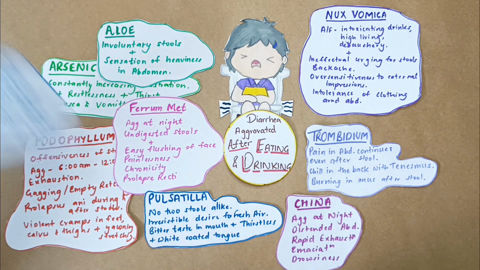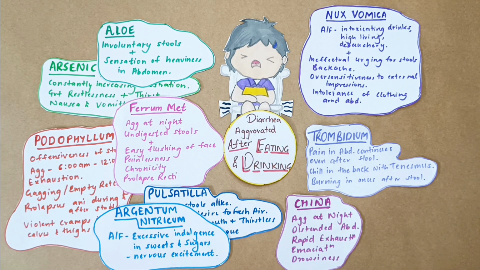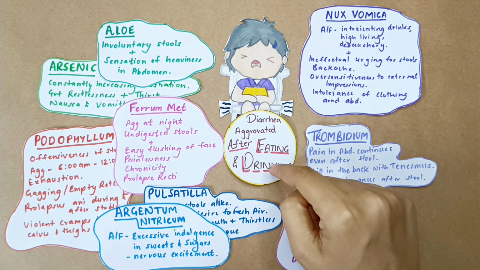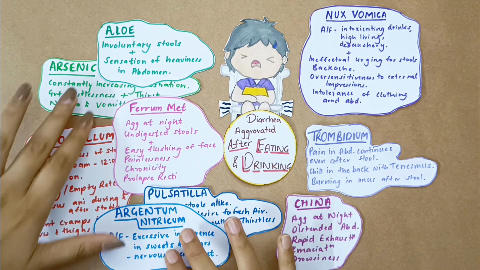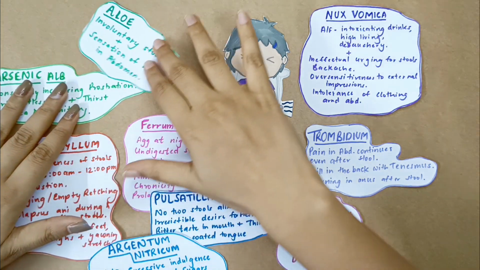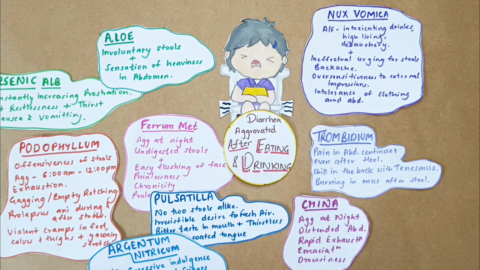And finally, the last remedy that Dr. N. Choudhuri discusses is argentum nitricum. In argentum nitricum, he says that there are ailments from excessive indulgence in sweets and sugars. So when your patient has diarrhea aggravated after eating and drinking, and you ask him how did it start, what had you eaten, and he tells you that he had eaten a lot of sweets, a lot of sugary products, then you have to think of argentum nitricum. Also, nervous excitement causes diarrhea in argentum nitricum. So all these were the differentiations, the remedies that Dr. N.M. Choudhuri talks about in relation to diarrhea getting aggravated after eating and drinking.